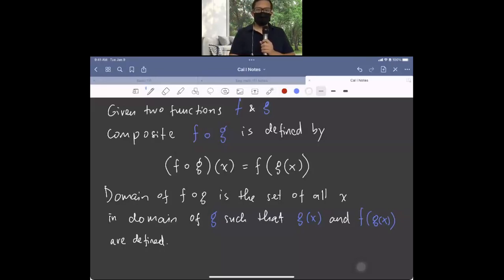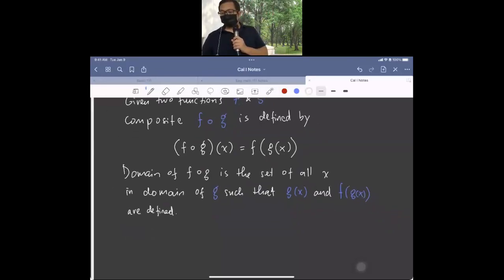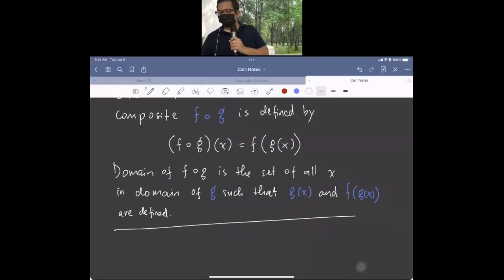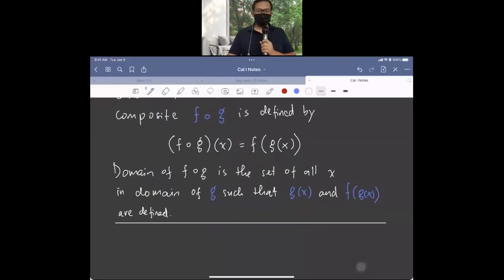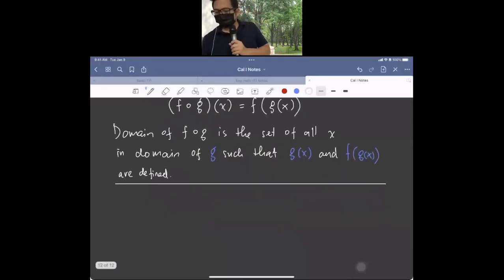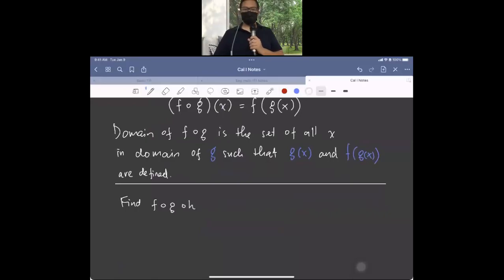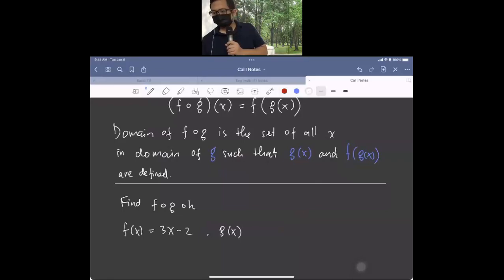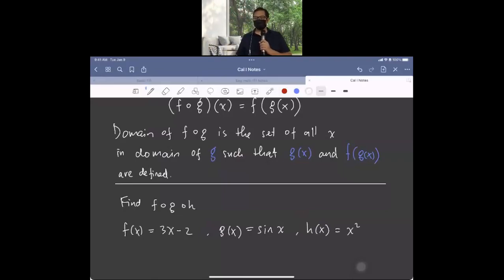So a typical question is, of course, to make the composite itself. For example, let me take some questions. Let's say find f composite g composite h. That is just a simple function.